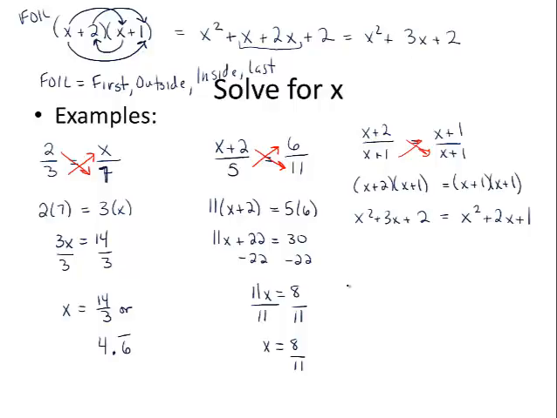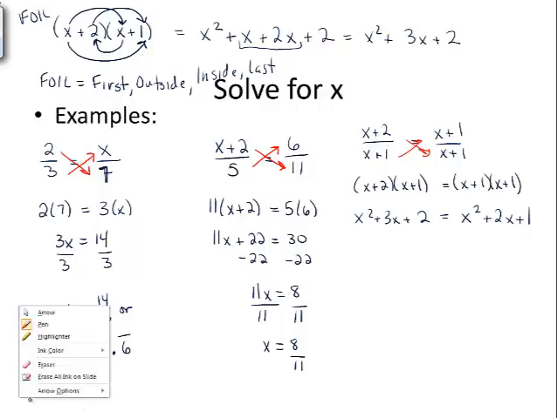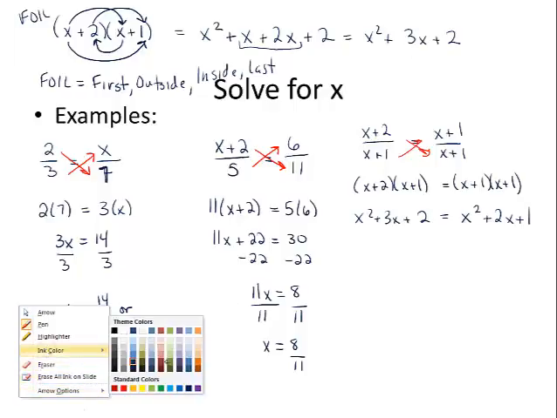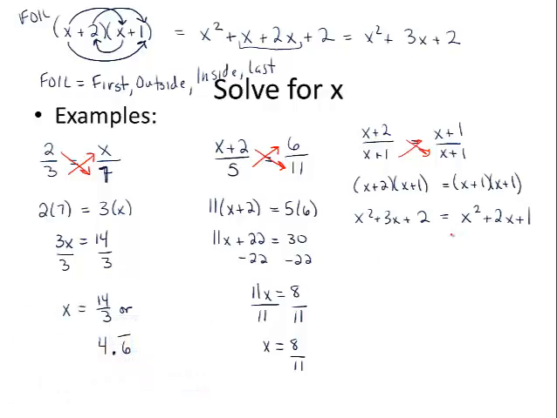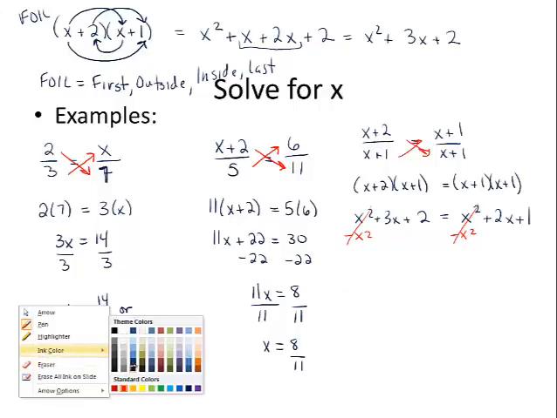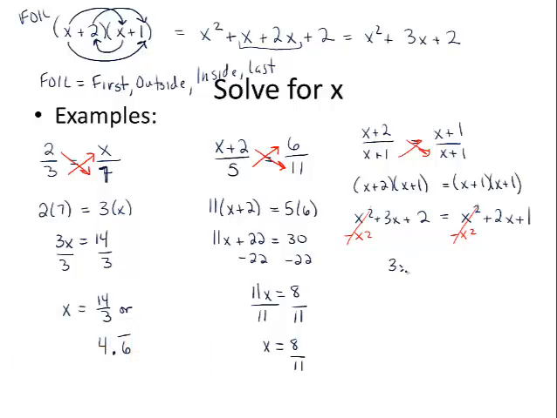And then you're going, oh my gosh, there's squareds in there. I don't want to have to solve that. But there's a really beautiful thing that is going to happen when I subtract x squared from both sides. They're all going to go away. So I'll have 3x plus 2 is equal to 2x plus 1.